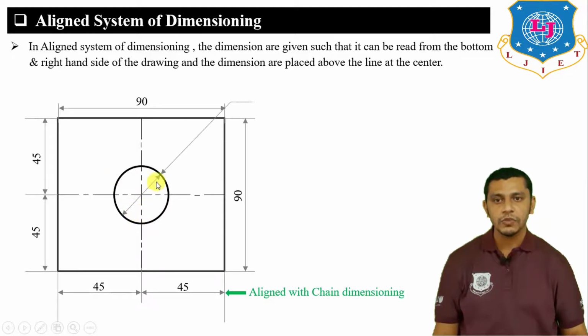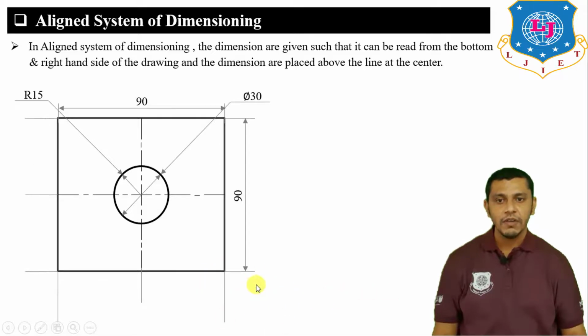Now if you want to give the dimension of this circle by using its diameter, first of all show the diameter of the circle, draw the leader line and give the dimension of the circle. It is ∅30. ∅ means the diameter of the circle. If you want to show the radius of the circle, draw the radius of the circle, show the leader line and place the dimension R15. R means the radius of the circle is 15. Now if we want to apply parallel dimensioning in place of chain dimensioning, then we have to give the dimensions like this: 45, 90, 45, 90. So this is the parallel system of dimensioning.